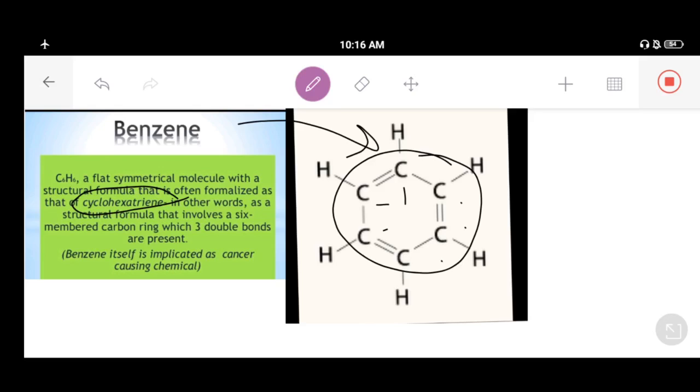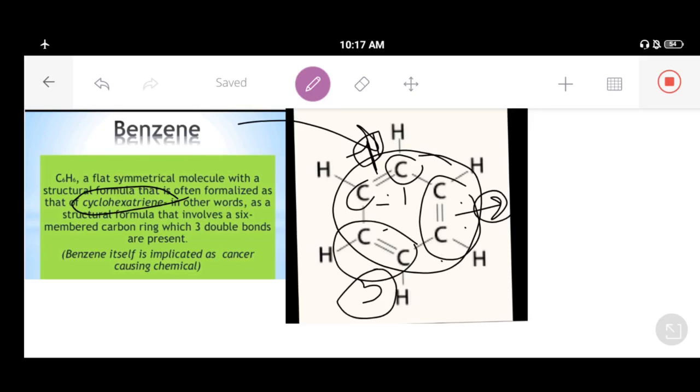You should answer in a jiffy that cyclo means ring, hexa means 6, and triene means 3 carbon double bonds. Look, students, this is carbon double bond 1, carbon double bond 2, carbon double bond 3. That's what triene is. Ene is a prefix used for carbon double bond. So this is also called cyclohexatriene. In other words, as a structural formula, it involves a 6-membered carbon ring.